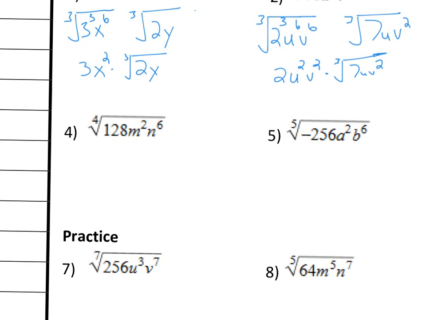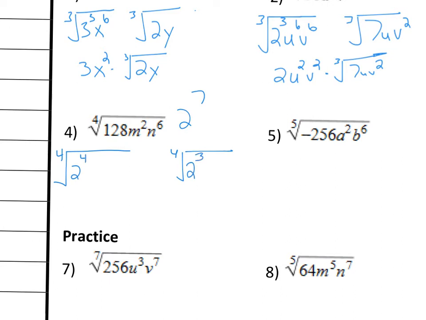Alright, question 4. Go to your 128. Prime factorization of 128 gives you 2 to the 7th. Tons of fun. So that is 2 to the 7th. So we need to break that up. We have a fourth root that we are going to know, and a fourth root of whatever's left over. So 2 to the 7th gets broken up to 2 to the 4th, 2 to the 3rd.